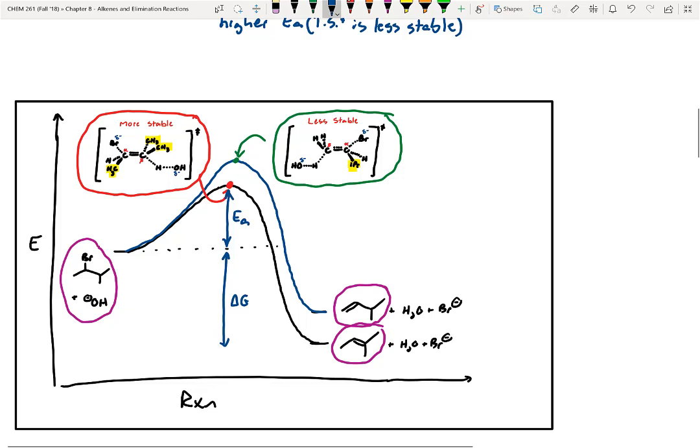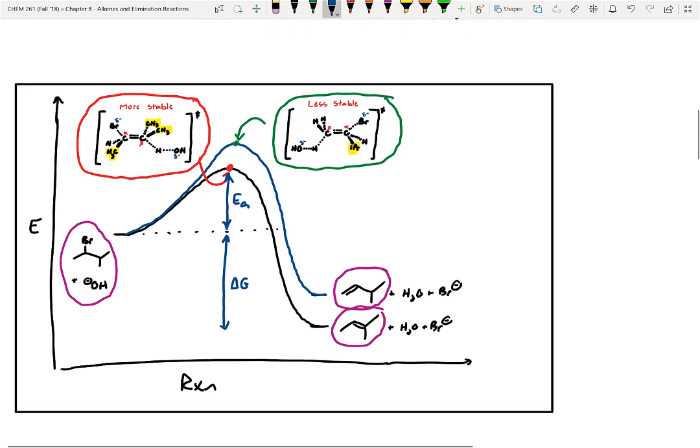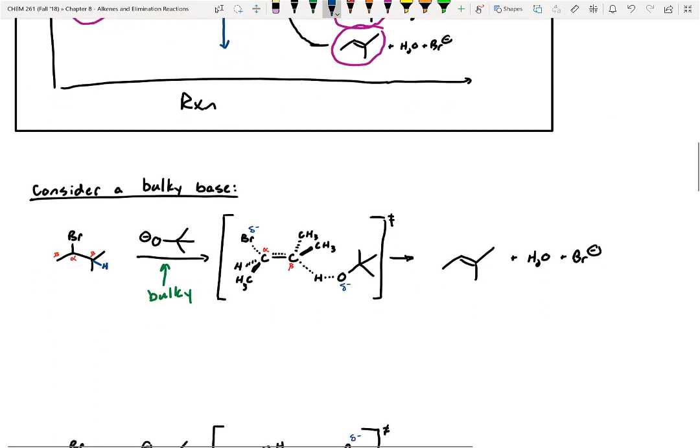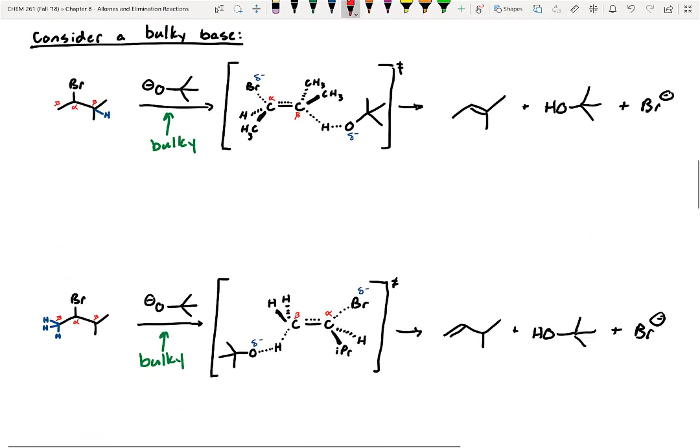Alright, where it gets tricky though is when we start thinking about what happens if we use a large base. So let's take a look at switching out to a large base. So in this example, we're going to be using a big bulky base, tert-butoxide. Tert-butoxide is really bulky due to the presence of 3 methyl groups hanging off of the back end here. Alright, so in this first reaction, the tert-butoxide anion will grab the beta proton off the right, clamp down, and kick off our leaving group.